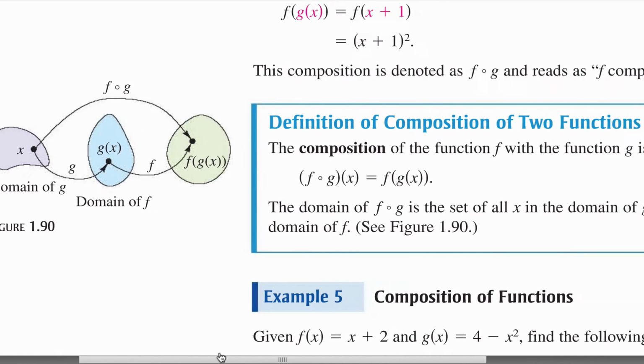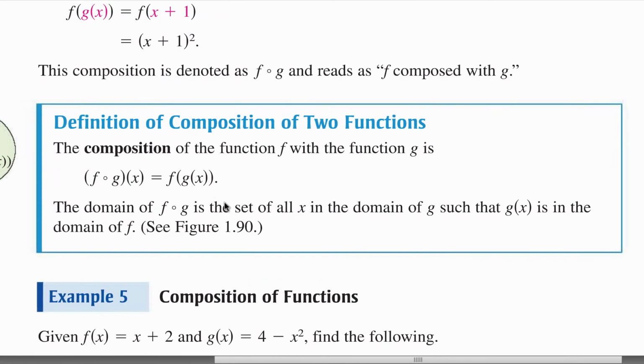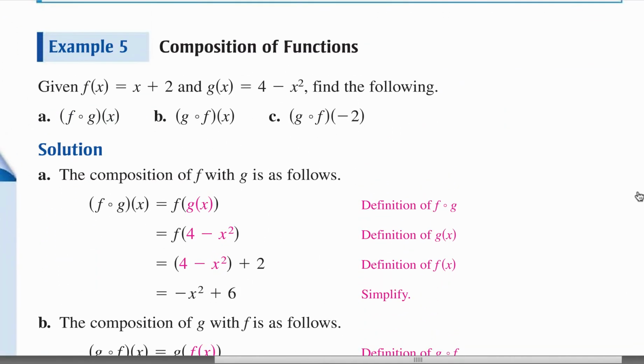And so the way we define a composition is the composition of the function f with function g is written like this, f composed with g of x, which can also be written as f of g of x. The domain of the composition is the set of all x in the domain of g such that g of x is in the domain of f. That'll take some explanation. So let's go ahead and do some examples.